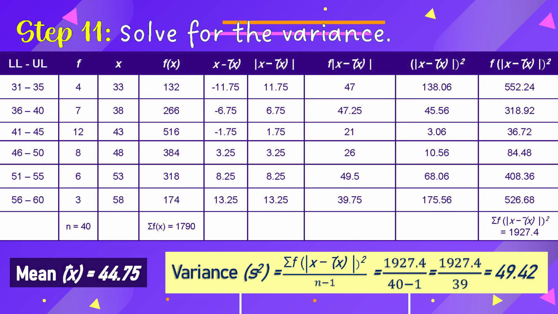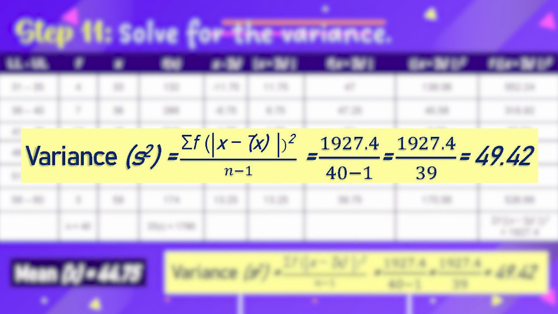For the next step, step number 11, solve for the variance. Using the formula, variance is equal to the summation of frequency times the squared absolute value of the midpoint minus the mean, all over n minus 1, which is equal to 1,927.4 over 40 minus 1, which is 1,927.4 over 39. And our variance, or the final answer, is 49.42.